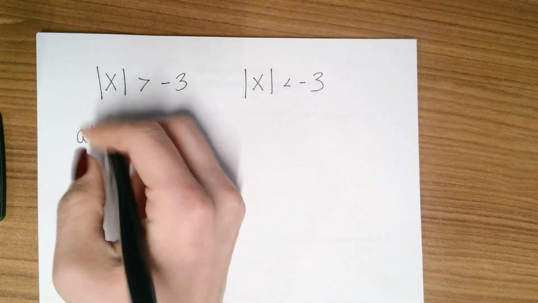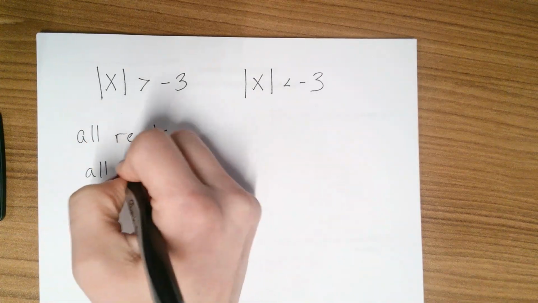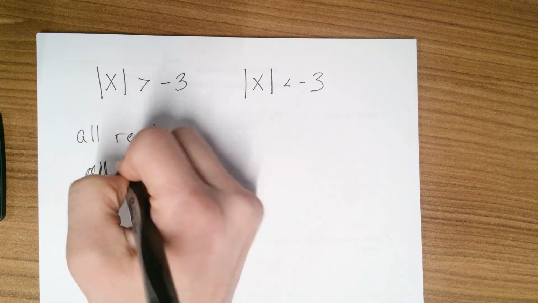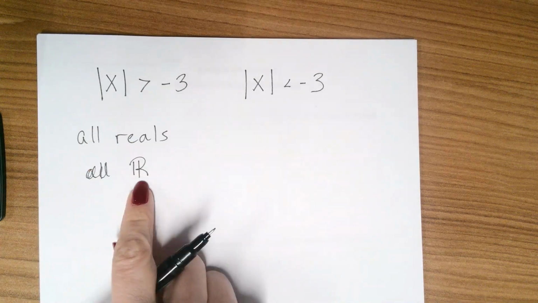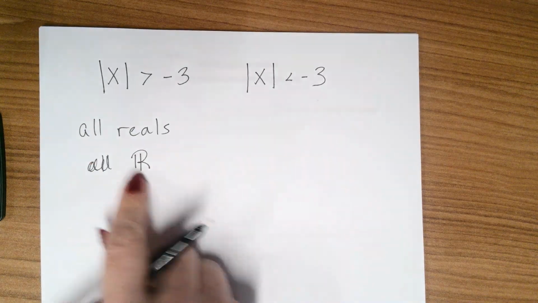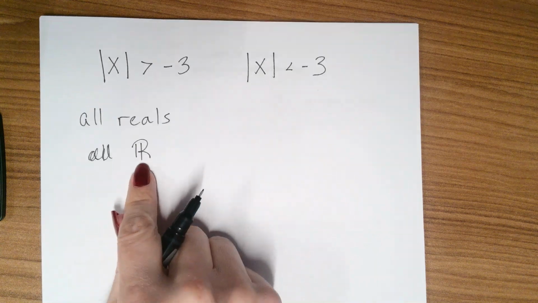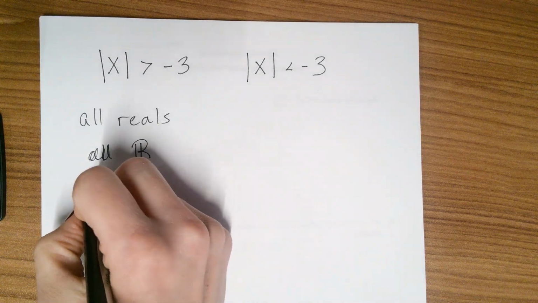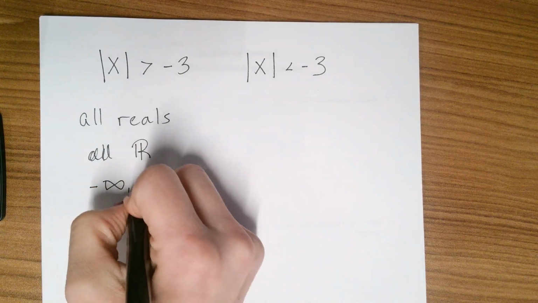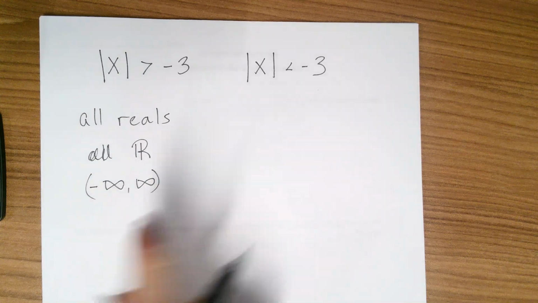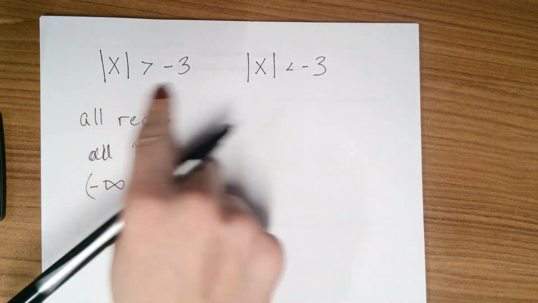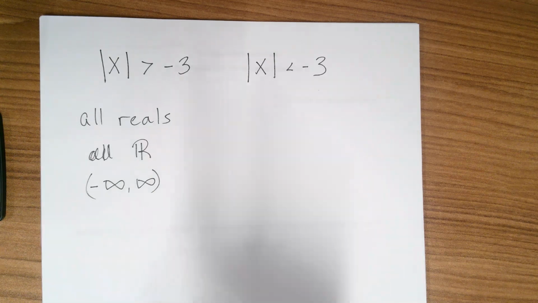Lots of different ways we could see this. This is just the symbol for all the real numbers. We could have all reals, just this symbol right here, or we could write it in interval notation, which would be -infinity to +infinity. We could take the absolute value of any number, and this would be true.